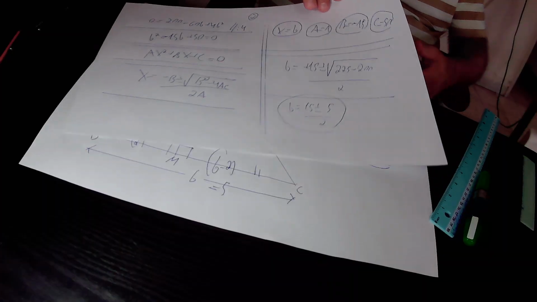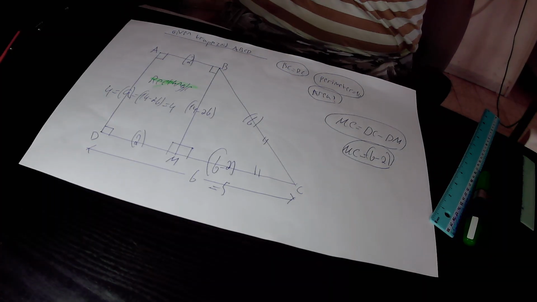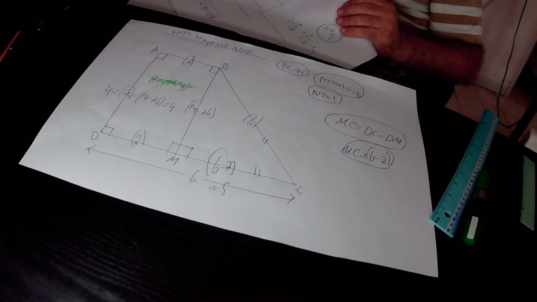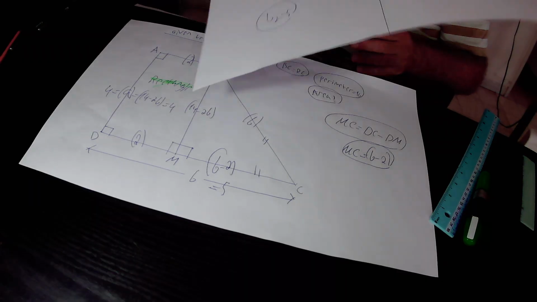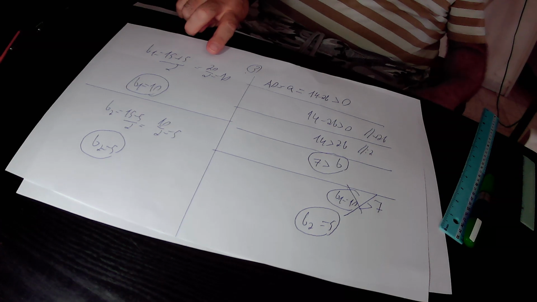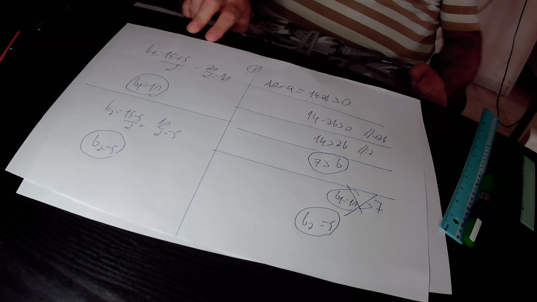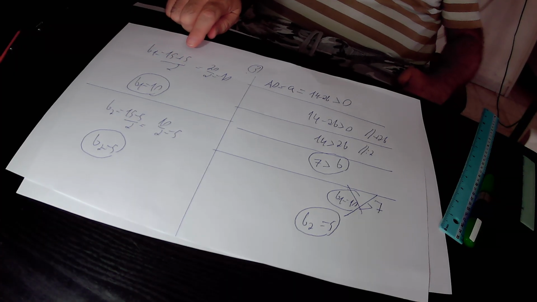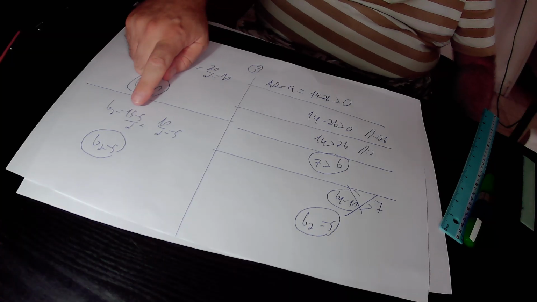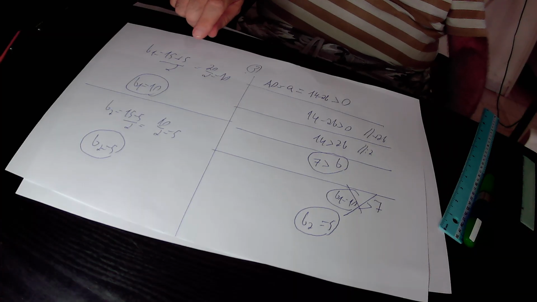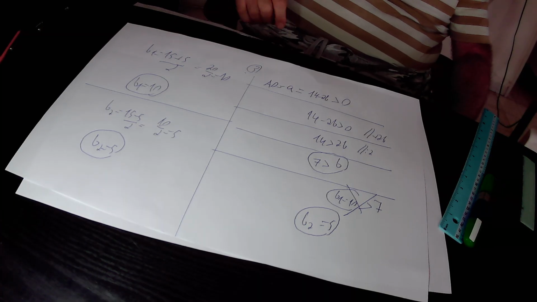The first solution for b is b1, and b1 equals 15 plus 5 over 2. 15 plus 5 is 20, and 20 over 2 is 10. So the first solution for b is b1, that is 10. And the second solution for b is b2. b2 equals 15 minus 5 over 2. 15 minus 5 is 10, and 10 over 2 is 5. So the second solution for b is b2, that is 5. And the first solution is b1, that is 10.